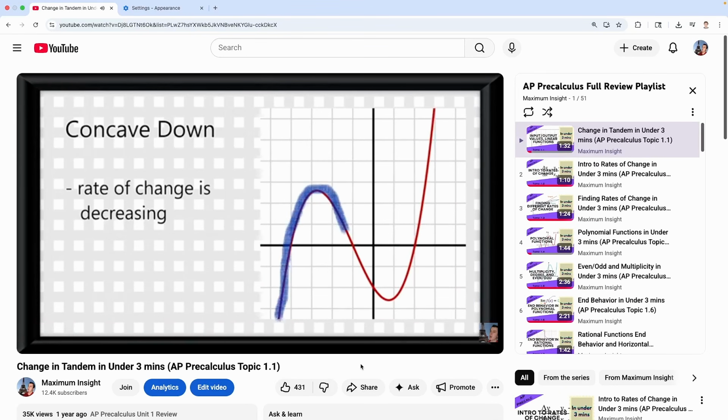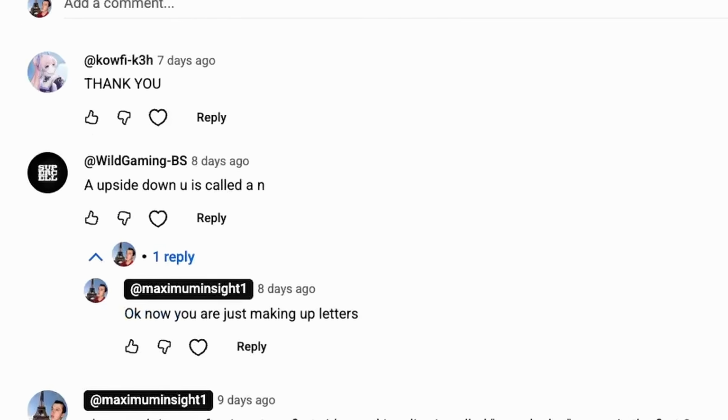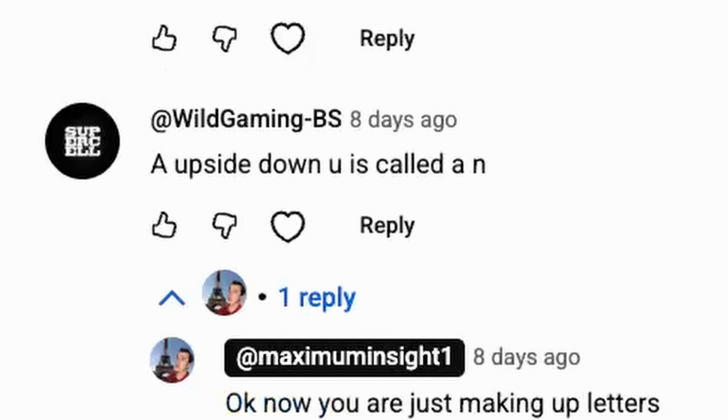Also, I just want to point out, in the first video I ever did explaining concavity like this, some guy had the audacity to say that an upside down U is called an N. Do I even have to explain why this is wrong?